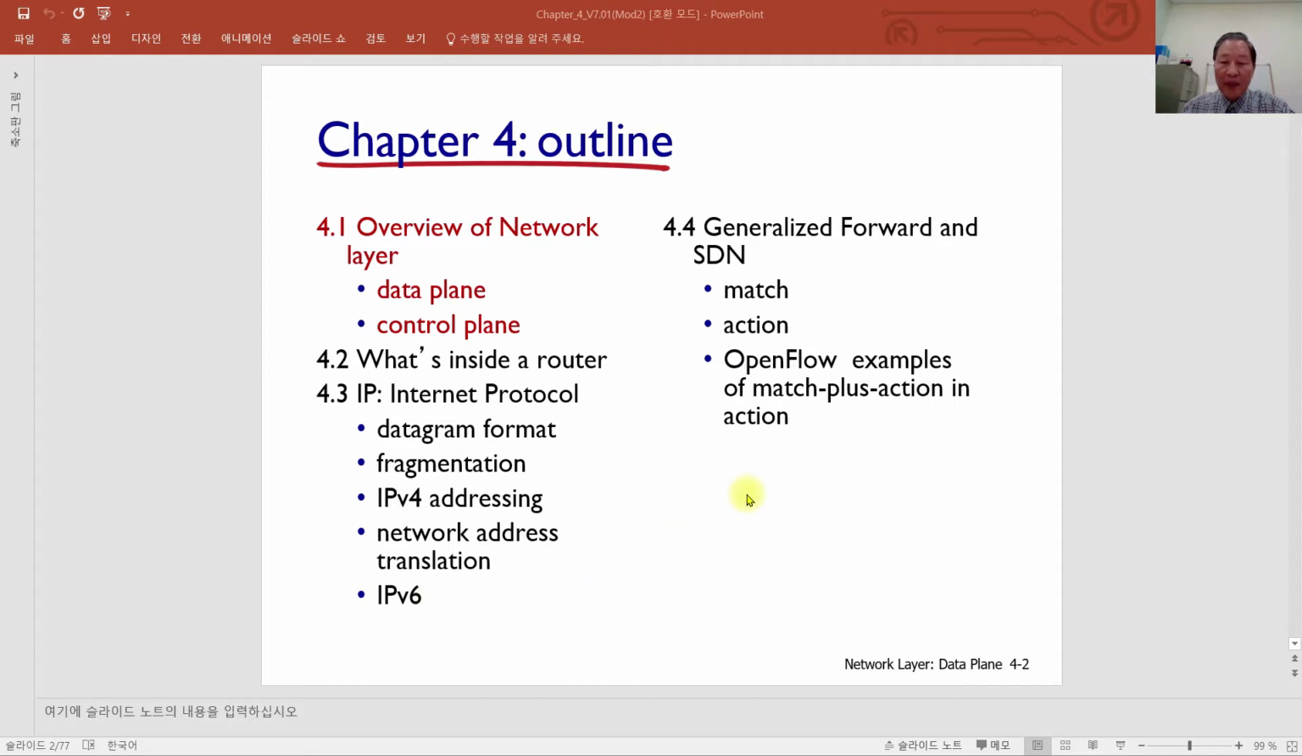And the final subchapter is generalized forwarding and software-defined networking. We learn about this one. This is a new topic, newly introduced in the 7th edition, and also the 8th edition. This one explains match and action, and OpenFlow examples of match plus action. In action, we learn about this.